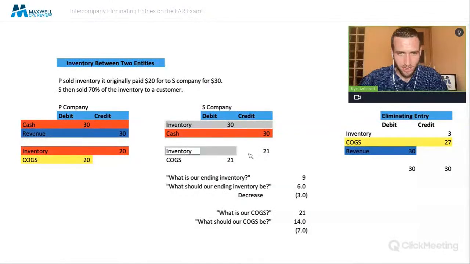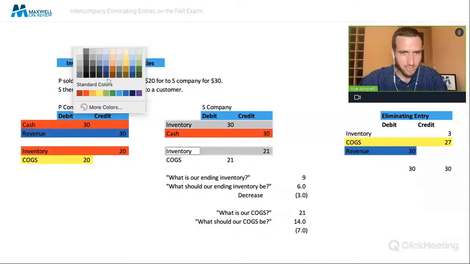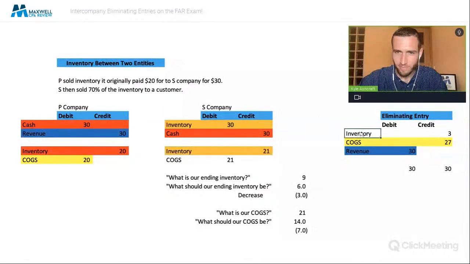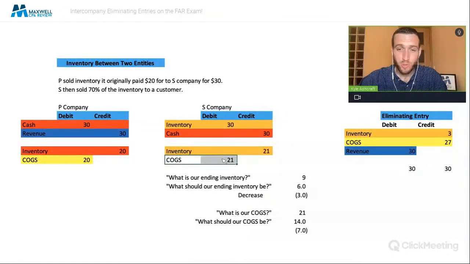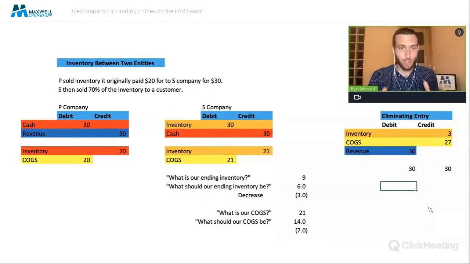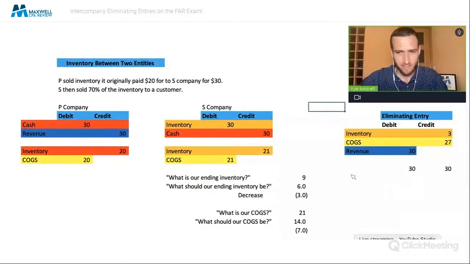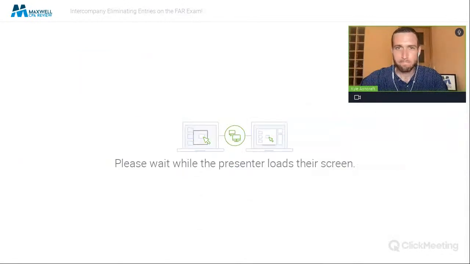So we are looking at both of these, which leads us to this $3 adjustment here. And then we said instead of 21, this was supposed to be 14. And so that's going into our cost of goods sold adjustment right here. And that's our full eliminating entry from this inventory between the two entities. So now I'm going to stop sharing my screen for a moment and just see what questions we have.